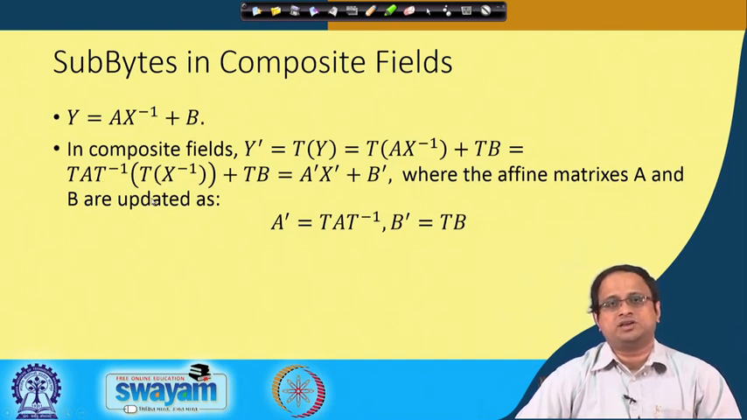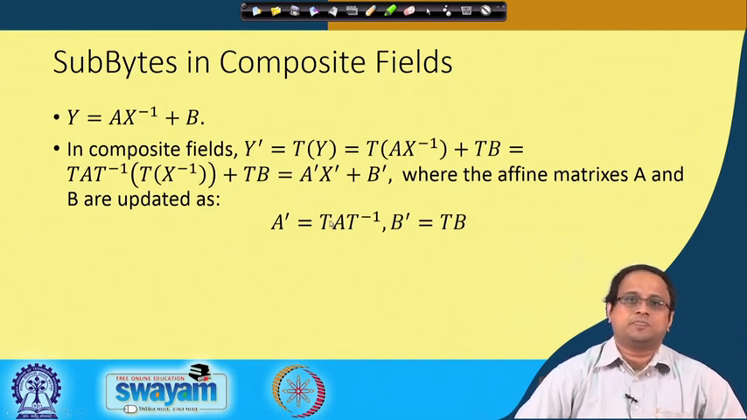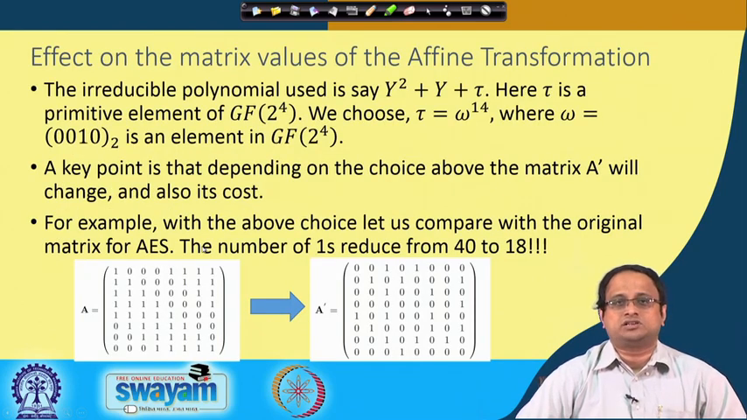But when I am doing the mapping in GF to the power of 4 square, then I cannot apply A and B as my affine vector matrix choices. Rather, I have to replace these by the matrices T A T inverse and TB, that means A dash and B dash. Once you have done that, you can do this computation here, and there are some interesting observations that you can make at this point to understand the advantages of these chosen parameters.